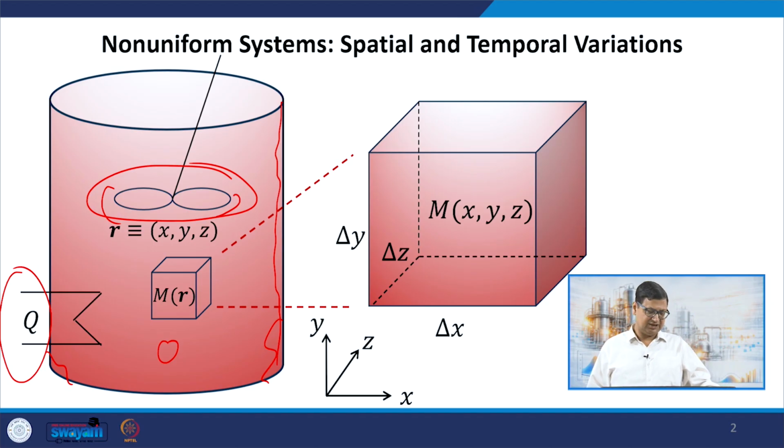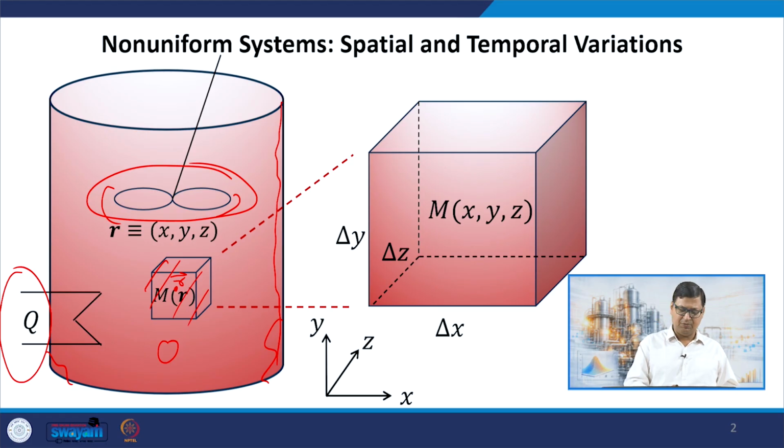So, let us say in this vessel now again I can go back to the notion of control volume. Let us say we have a particular point R, and I can draw a control volume around this point, and I can look at any property M for that control volume, which will correspond to the property at R, provided the control volume is very small.